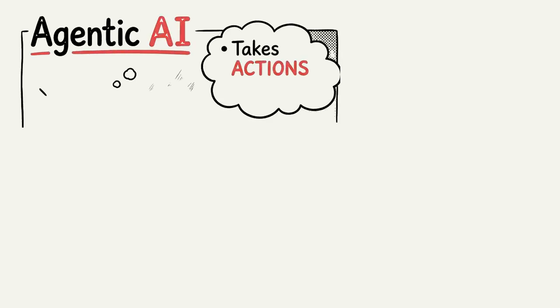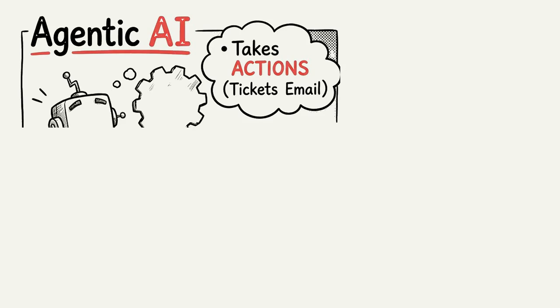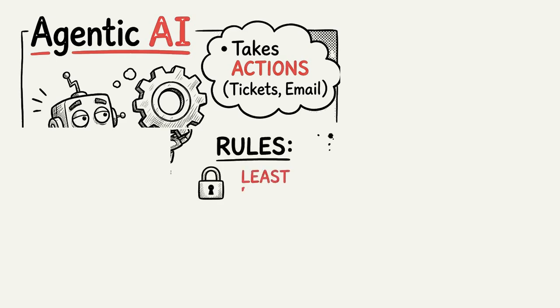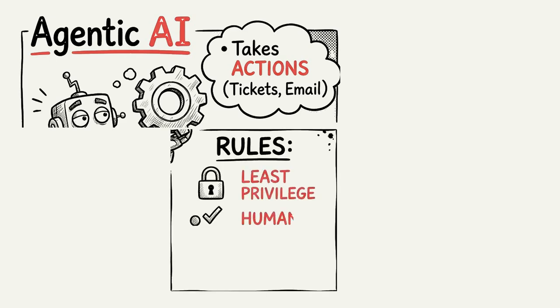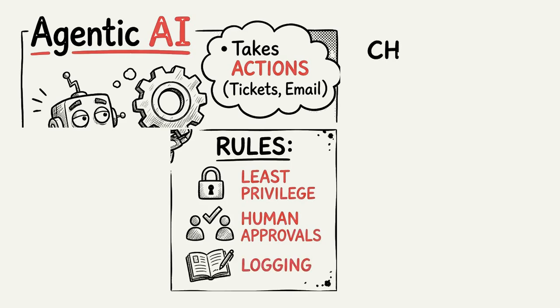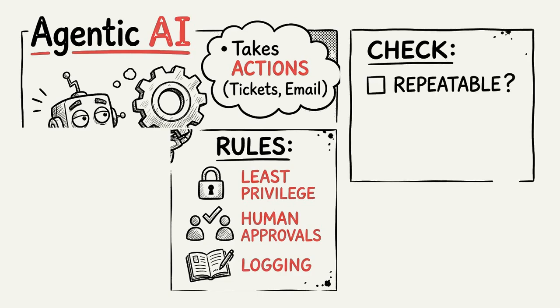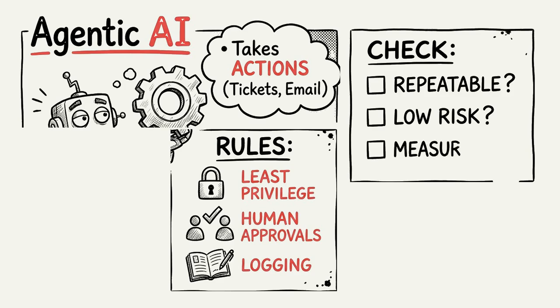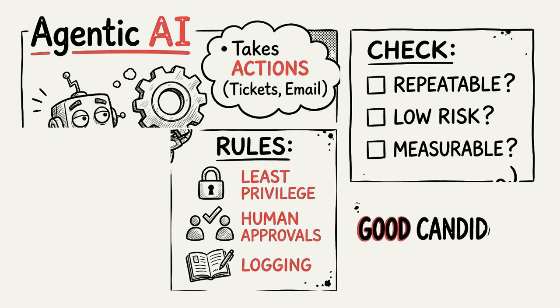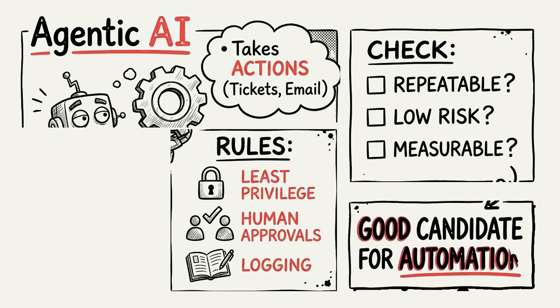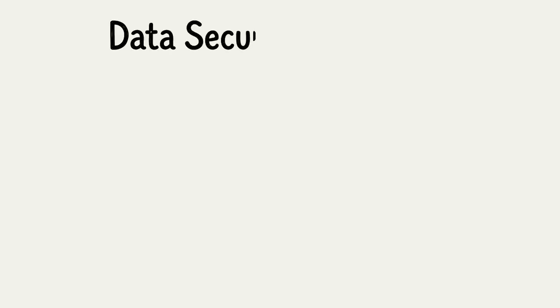Some tools go further. Agentic AI can take actions like creating tickets or sending emails. These tools must follow strict rules: least privilege access, human approvals, and activity logging. Always ask, is this task repeatable? Is it low risk? Can I measure the benefit? If yes, it might be a good candidate for automation.